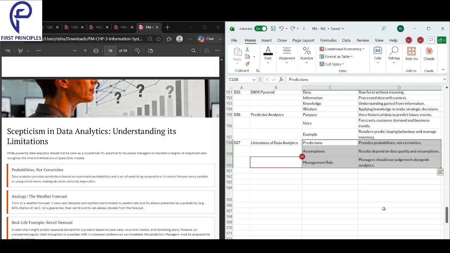Next, assumptions. Results depend on data quality and assumptions, and analysis provides probabilities, not certainties, right? Probabilities versus certainties, and that is the end of chapter 3.